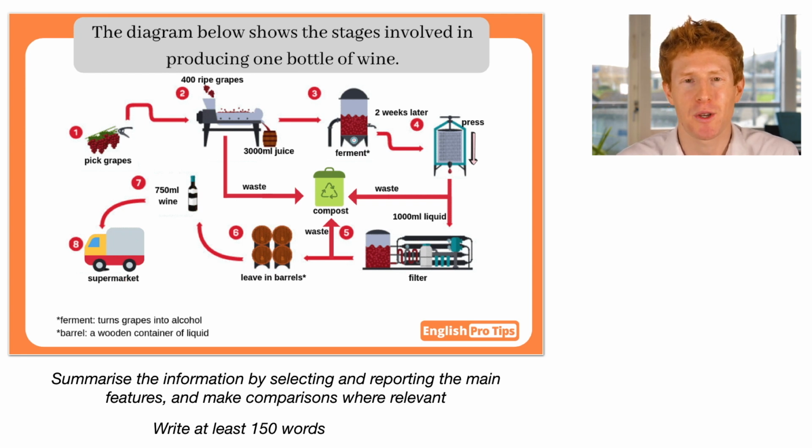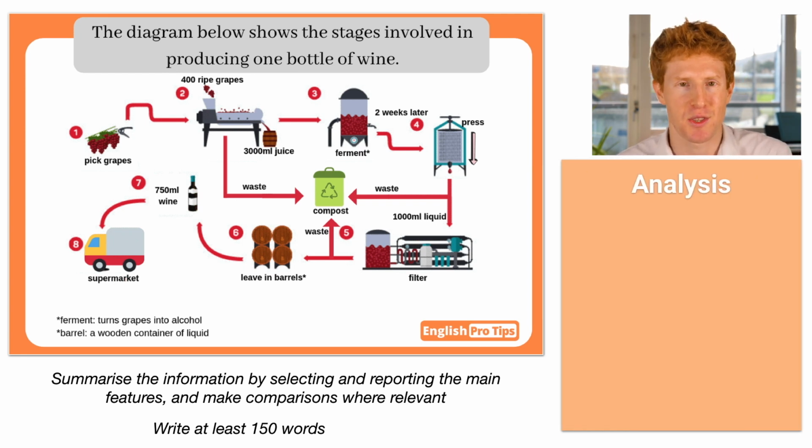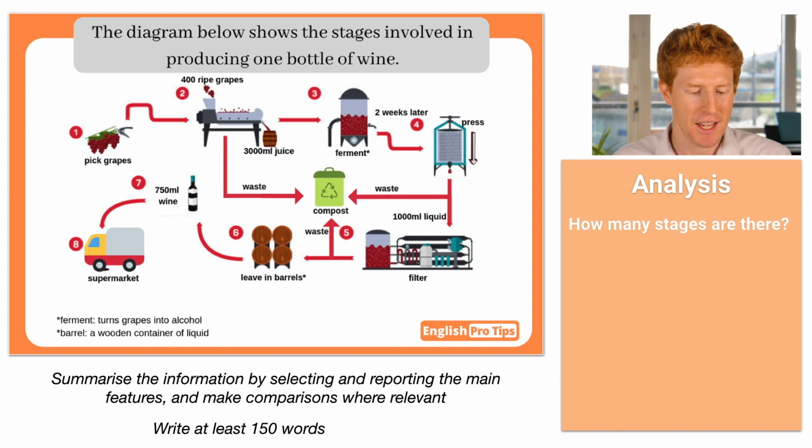The first thing we're going to do is analyze the graphic. So if we have a process diagram like this, what I suggest you do, first of all, is think to yourself, how many stages are there? Okay. In this graphic, so describing how to make a bottle of wine, we have 8 stages. So 1, 2, 3, 4, 5, 6, 7, 8.